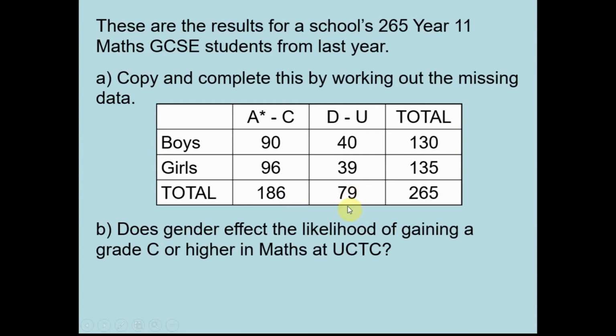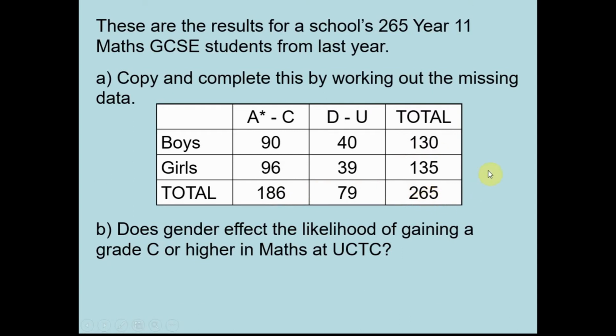And similarly we would expect just under half of these D to U grades to be boys. Well, in fact there's 40 boys, which is just over half, so perhaps there's a few more observed values here for boys with a D to U than the expected result that we'd get. So what we're always thinking about is the proportions of these totals from the grand total here.